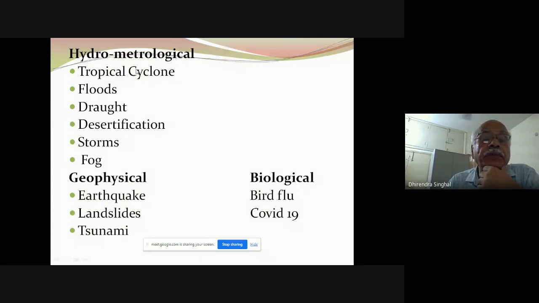And natural disaster, we can say, classify into hydrometeorological, cyclone, tropical cyclone, floods, drought, desertification, storms, fog. Geophysical, that means earthquake, landslide, tsunami. Biological, for example, we have bird flu, COVID-19. And if you see the losses, depending on the disaster, maximum loss we get from floods, then from a storm, then from earthquake. That's why if you see these losses, you can understand how we should prepare against these disasters.